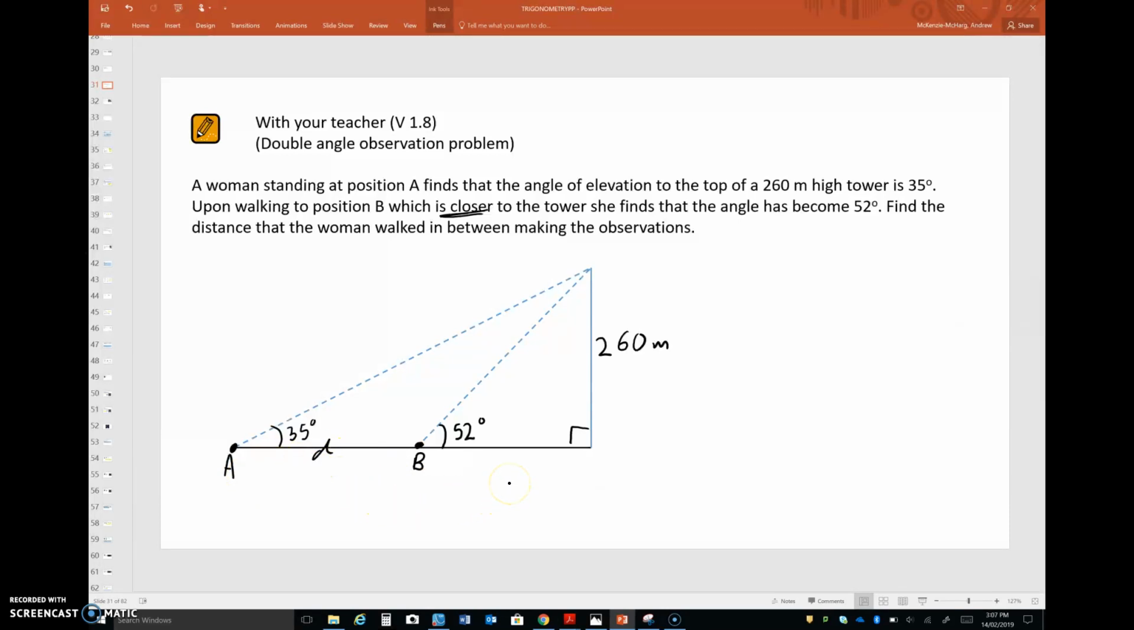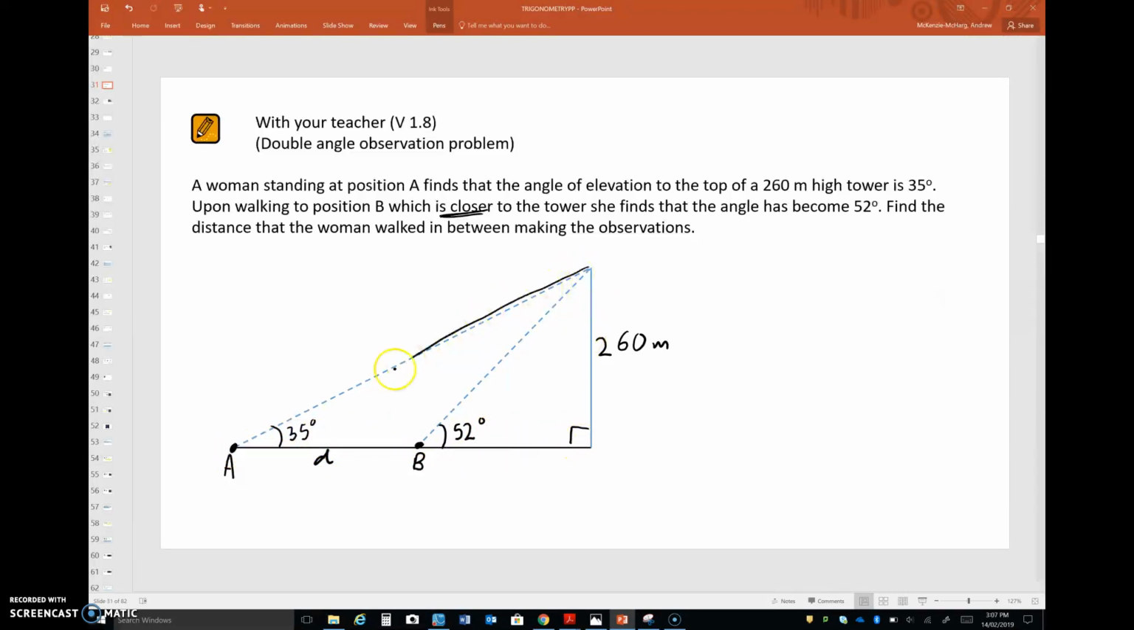Okay, so we're going to need three separate calculations here. Only two of them are trigonometric. The last one's just going to be some subtraction. Okay, so the first thing we want to do, we want to find this distance here, but we're going to have to find the distance from A all the way to the base of the tower.